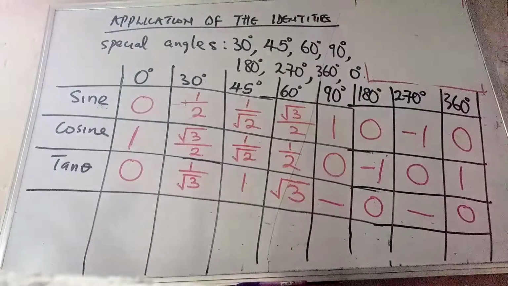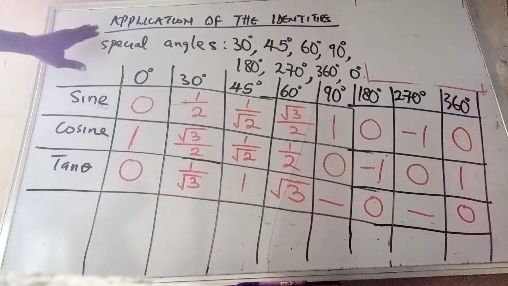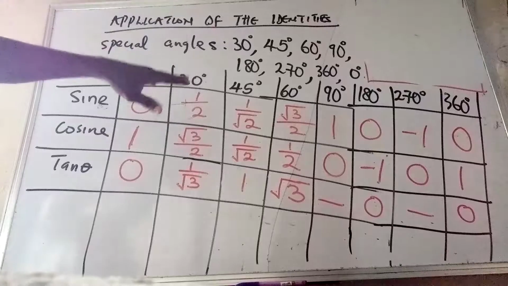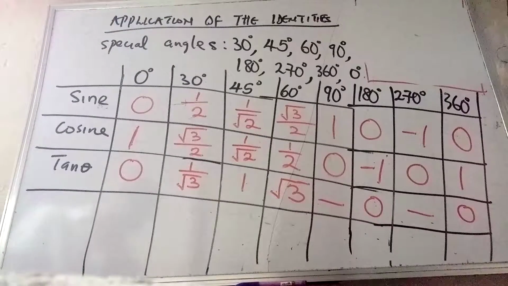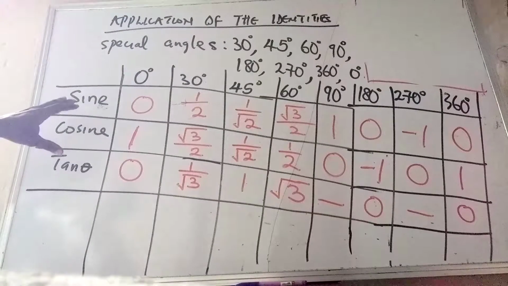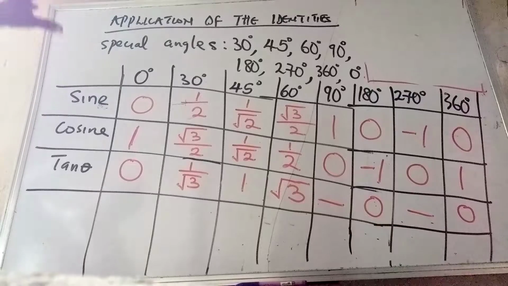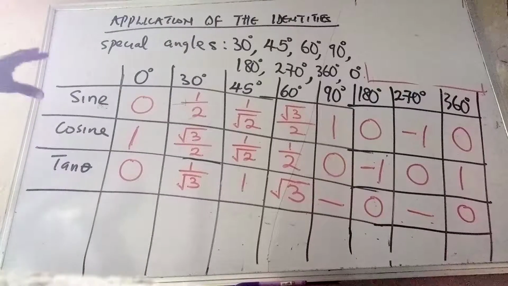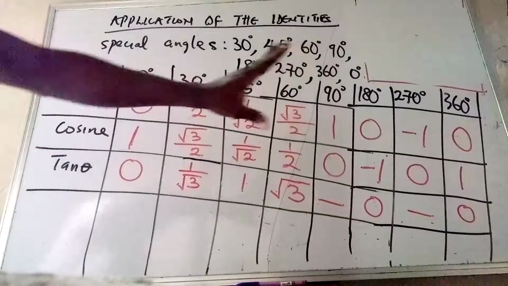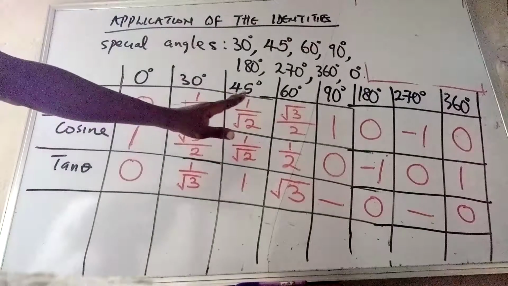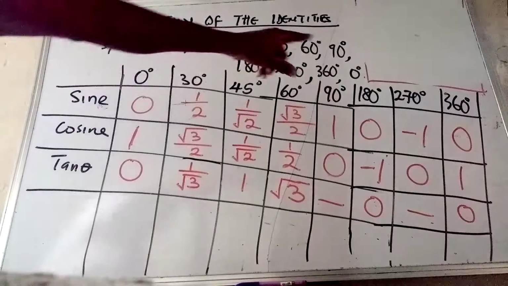Now, before I move on to the application of the identities in solving problems, it's important you know the values of special angles. This is a table showing special angles from 0 to 360 degrees.